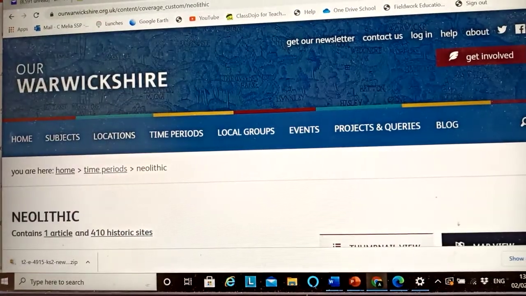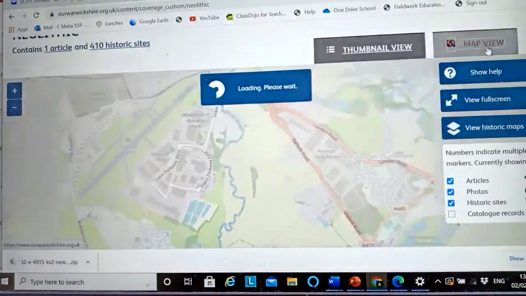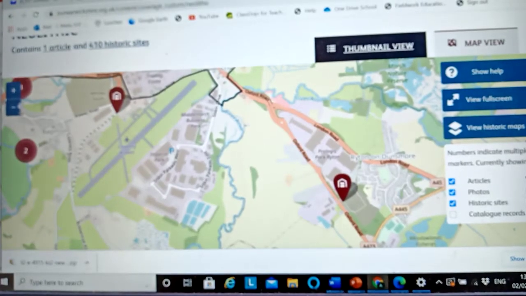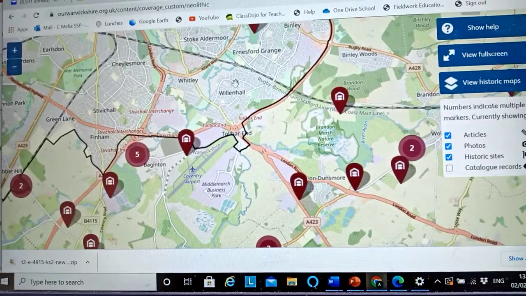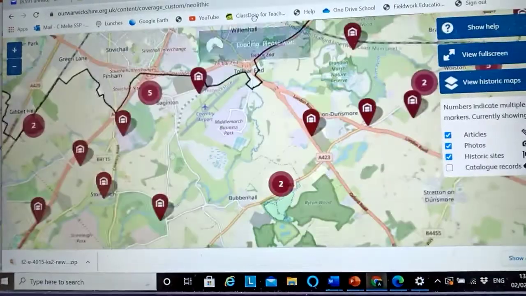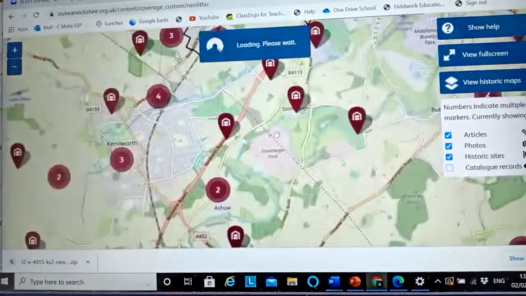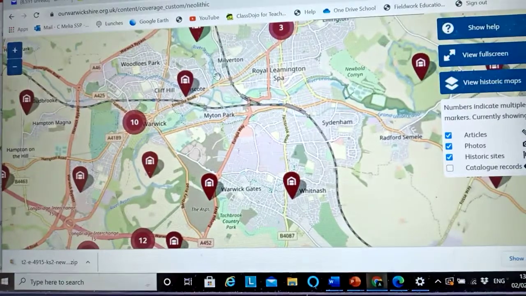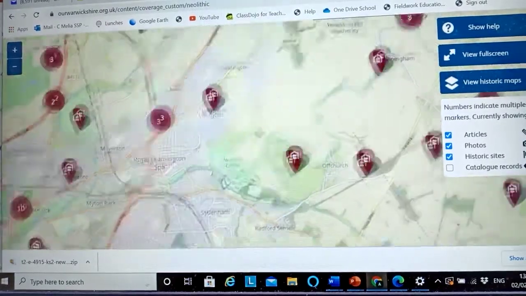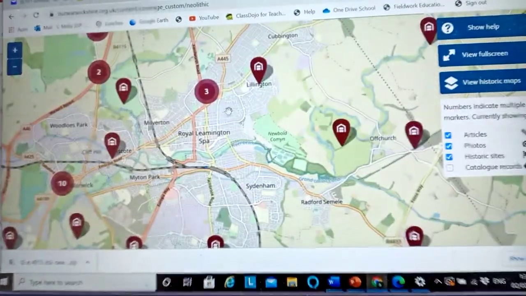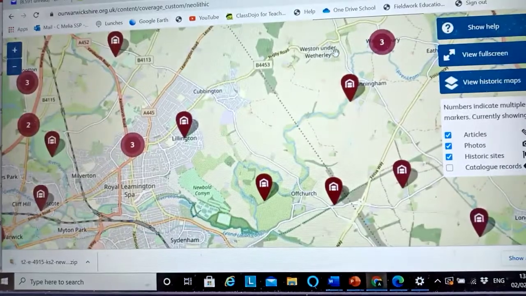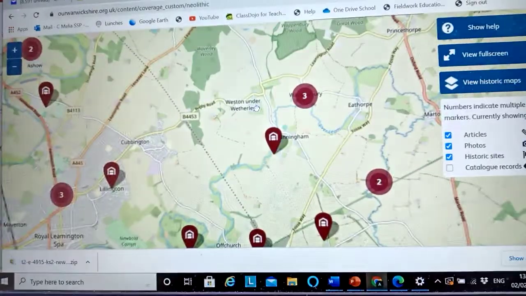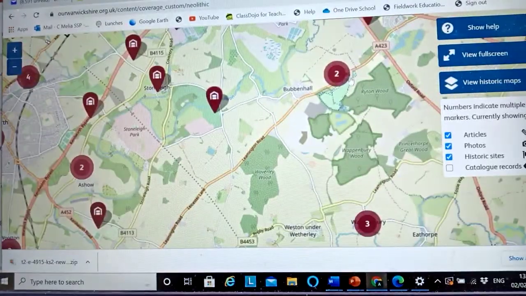And then if we look at Leamington on a map, again, there are loads of things found locally from the Neolithic period. But I'd like to take you to, where's Leamington gone? Come back, Leamington. There's Leamington. Loads of things found from the Neolithic. And I think perhaps there are more things because it's not so far back in time. But can I take you to, where's it gone again? We'll go to Bubbonal again.